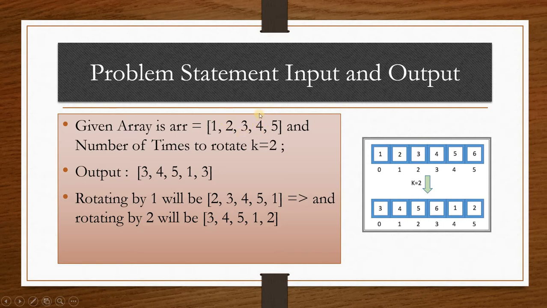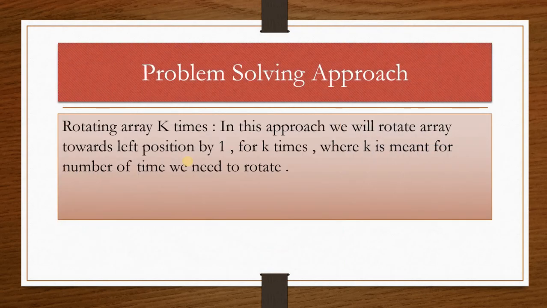In this problem, as we are seeing, we are rotating the array towards the left position. So this problem is called left rotation of an array. Now we'll see the problem solving approach: rotating the array k times. In this approach, we rotate the array towards the left by 1 position, k times, where k is the number of times we need to rotate.